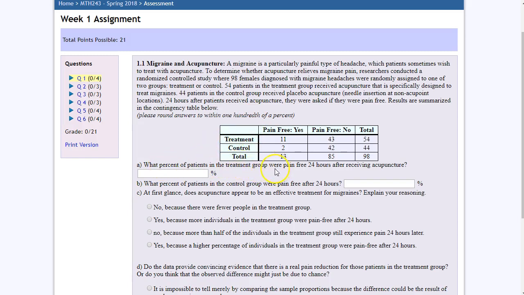Okay, so we have this activity here. Just to let you know, for all fill in the blank problems, you'll have 3 possible attempts. And for any multiple choice problems, you'll only have 1 attempt. So keep that in mind.